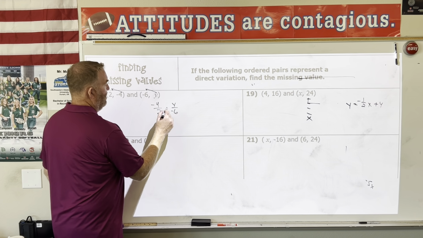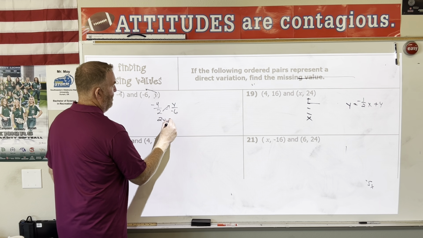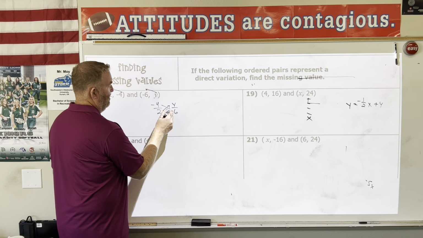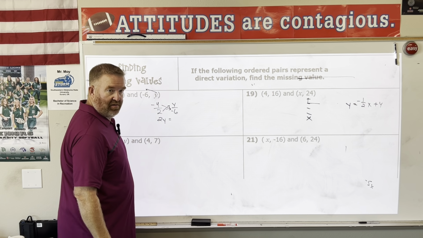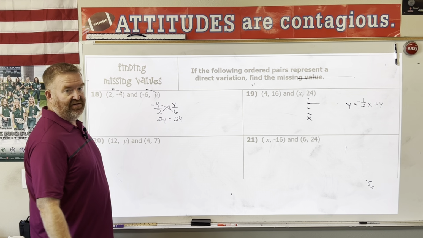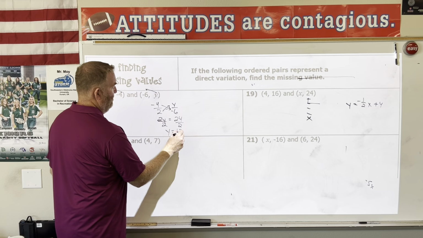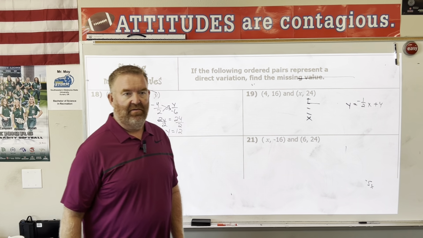That's all we're doing. What is 2 times y? 2y. What is -4 times -6? Positive 24, because 2 negatives when you multiply equals a positive. And now I just divide by 2. Cross multiply and then divide. My missing number is a 12.